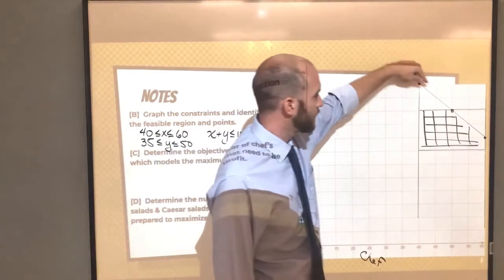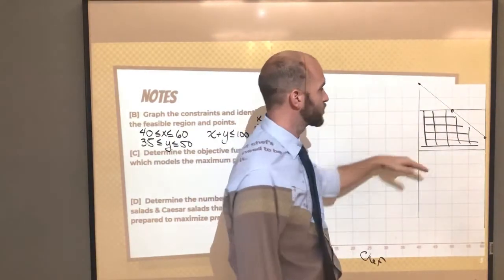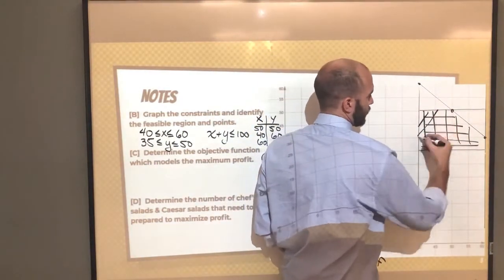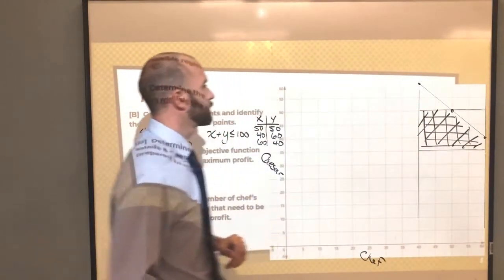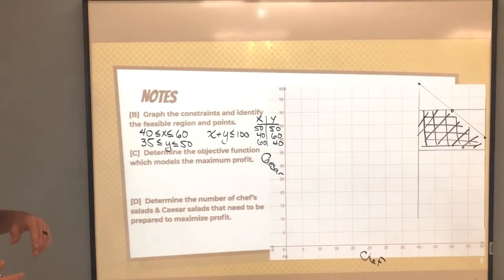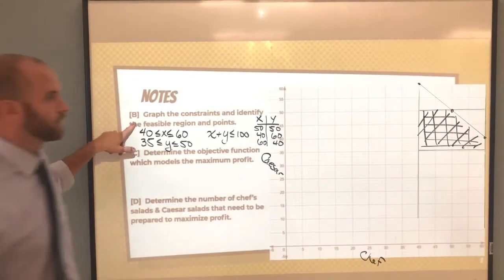So we want to take this diagonal line that we drew here, and we want to shade all the area below it, also inside that box. So you see this polygon that we've got here. That's our feasible region. Let's look at the feasible points.